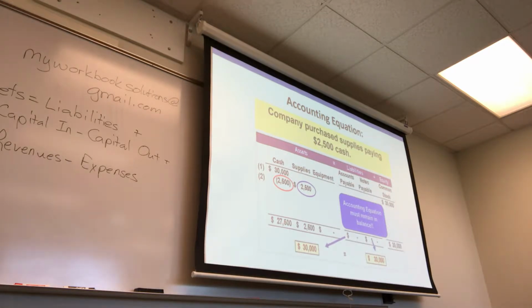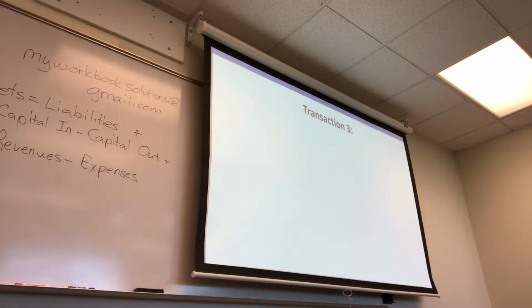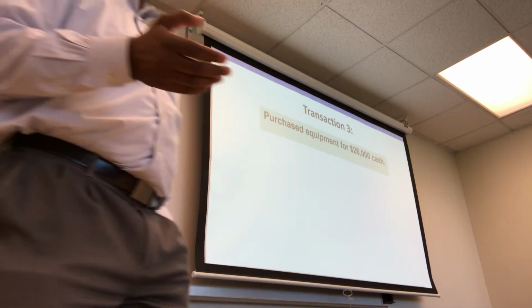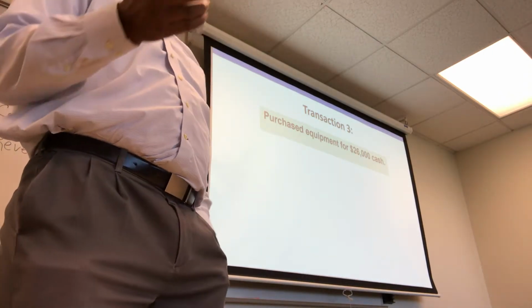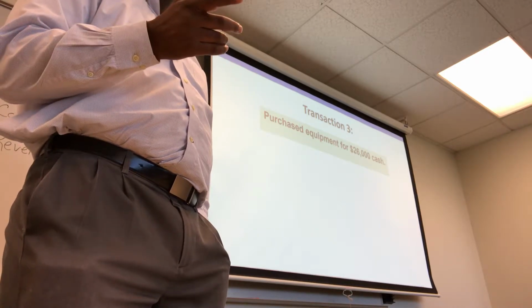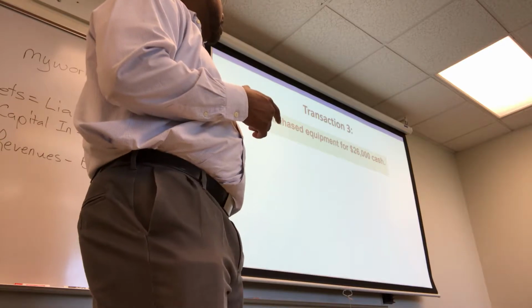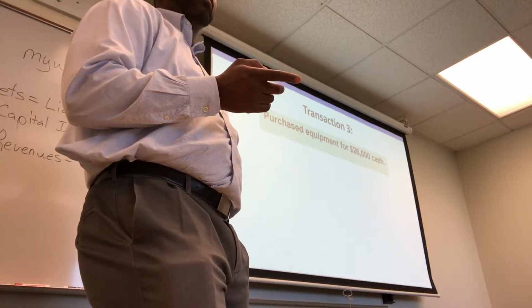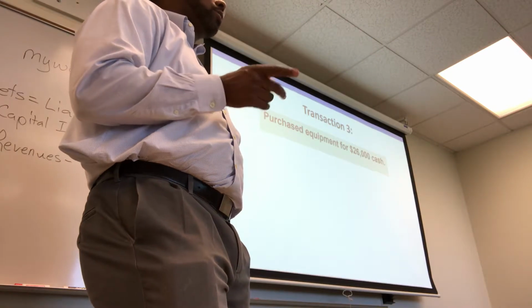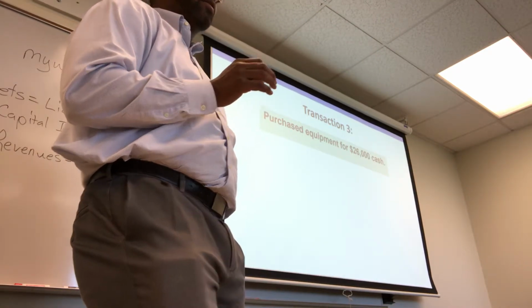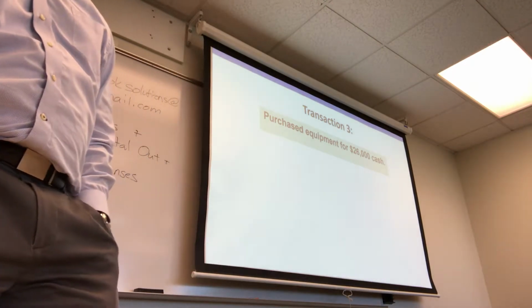All right, the next transaction. Transaction number 3, we purchased equipment for $26,000 in cash. So cash, what type of account is that? An asset. Did it increase or decrease? Decreased. Okay, good. And we paid out cash for what? Equipment. Equipment is what type of account? Asset. Did it increase or decrease? Increased.